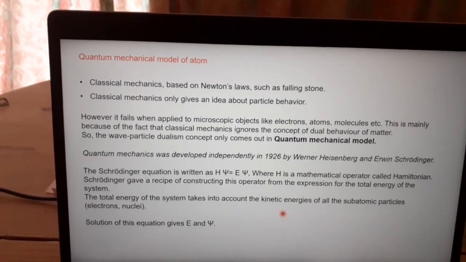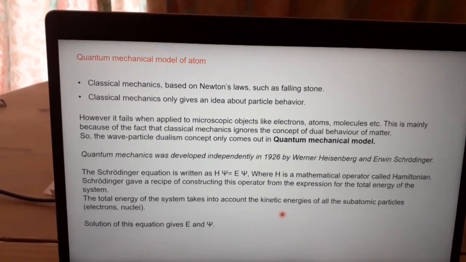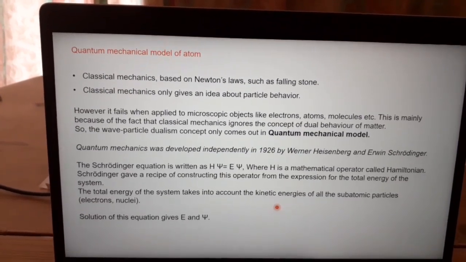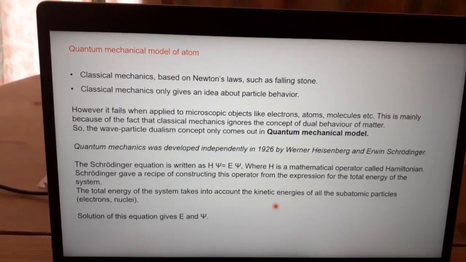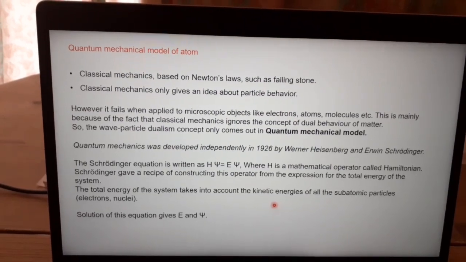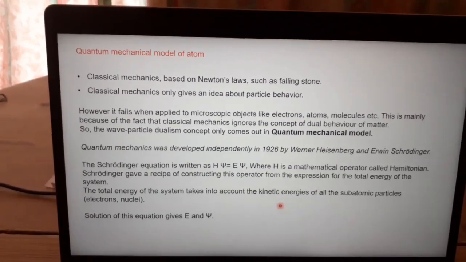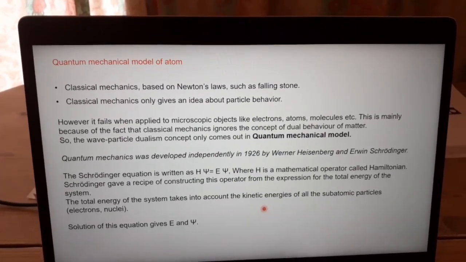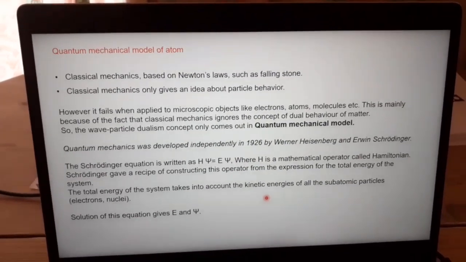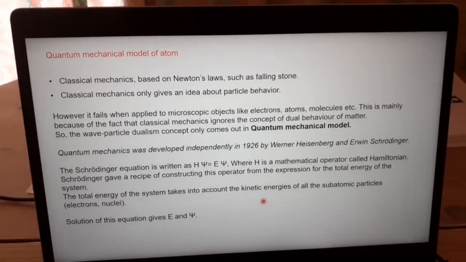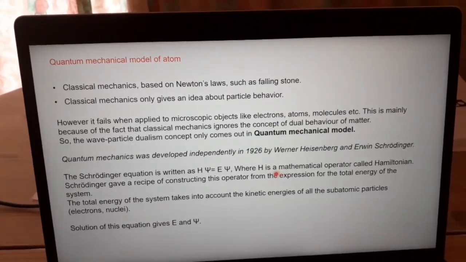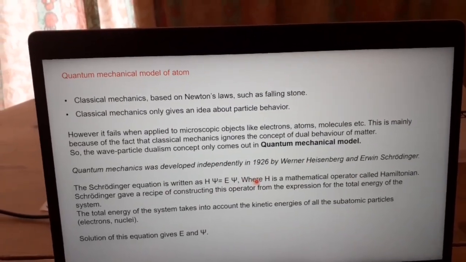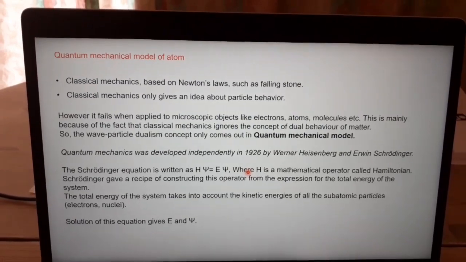So next is the quantum mechanical model of the atom. Classical mechanics is based on Newtonian law, such as the falling of a stone. Classical mechanics gives an idea only about the particle behavior, whereas quantum mechanics gives both particle and wave behavior. So in quantum mechanics, Heisenberg and Schrödinger, two pioneer scientists, in 1926 discovered the quantum mechanical aspect of the atom.